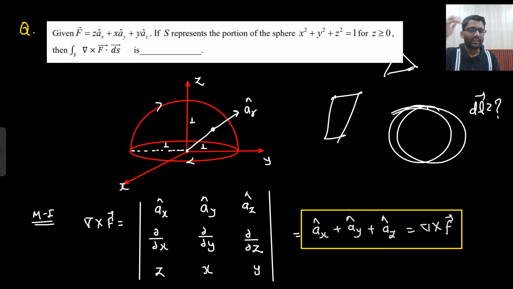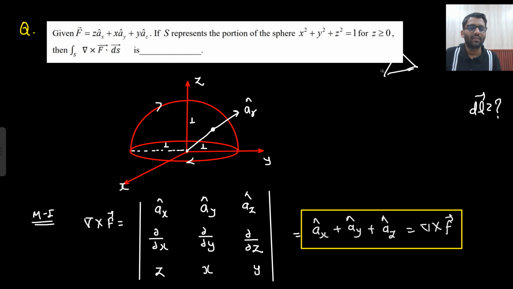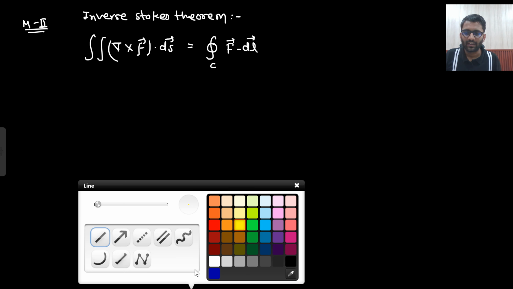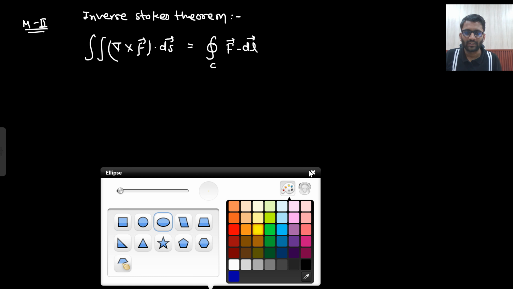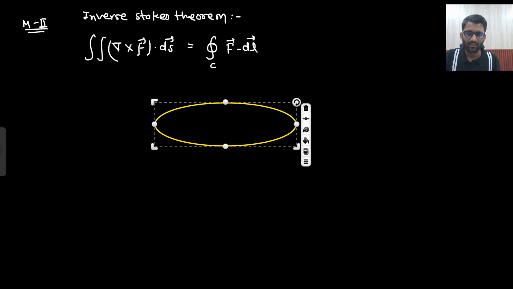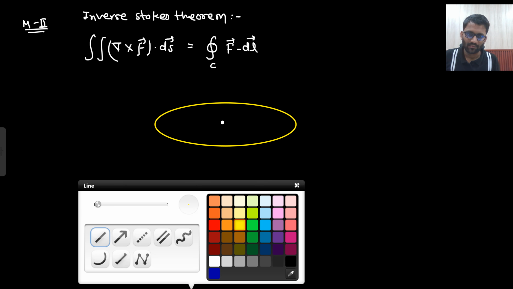But one more method is there, that you just take the projection. It is like a projection only. So what will be the projection of this particular hemisphere? That will simply be a ring. So that will be our dl. Okay, so this is how I will define dl. My dl will simply be a circle, or you can say ring. So this is my dl, which has a radius r.